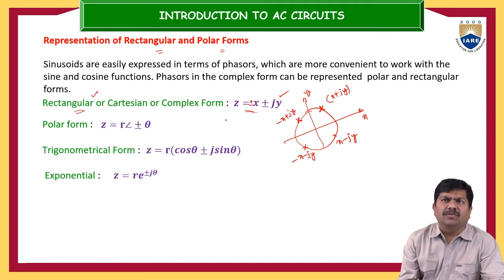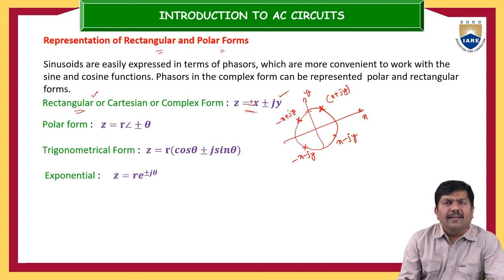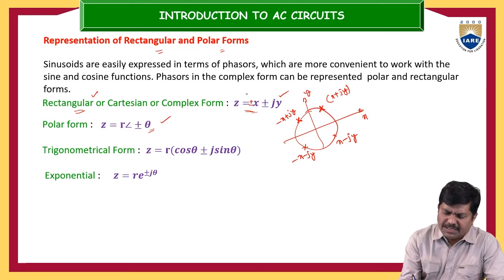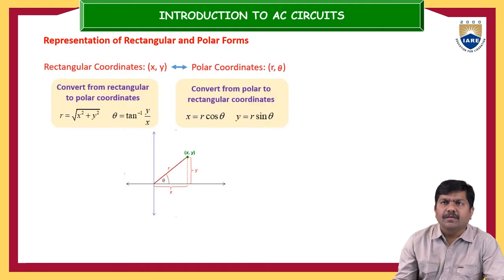Now again, in some cases we may not have that much flexibility in doing examples with these rectangular components. You can convert these rectangular components into polar form, that is z is equal to r at an angle of plus or minus theta. Our trigonometrical form is z is equal to r into cos theta plus or minus j sin theta. These three forms are very, very important. The exponential form is z is equal to r into e power plus or minus j theta.